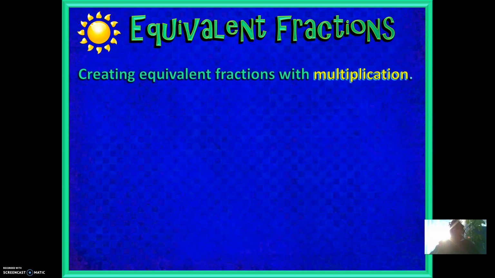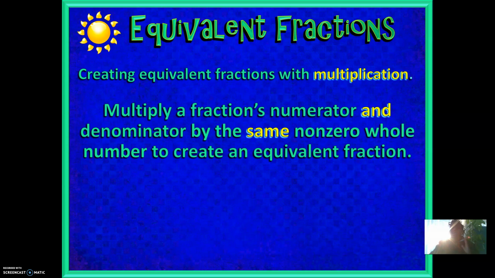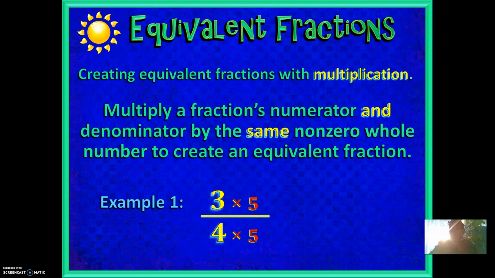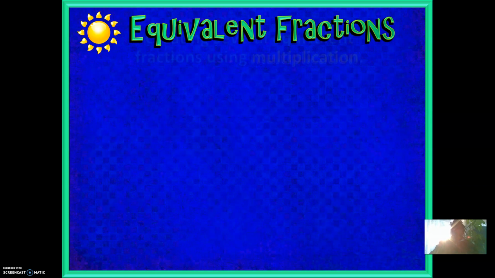Creating equivalent fractions with multiplication follows one key rule, and that is multiplying a fraction's numerator and denominator by the same whole number helps us to create an equivalent fraction. Take this example of 3/4. To create an equivalent fraction that is equivalent to 3/4, we just have to multiply the top and the bottom by 5, and that'll give us an equivalent fraction of 15 over 20. Notice how we multiply the numerator and the denominator by 5. That's the same number.